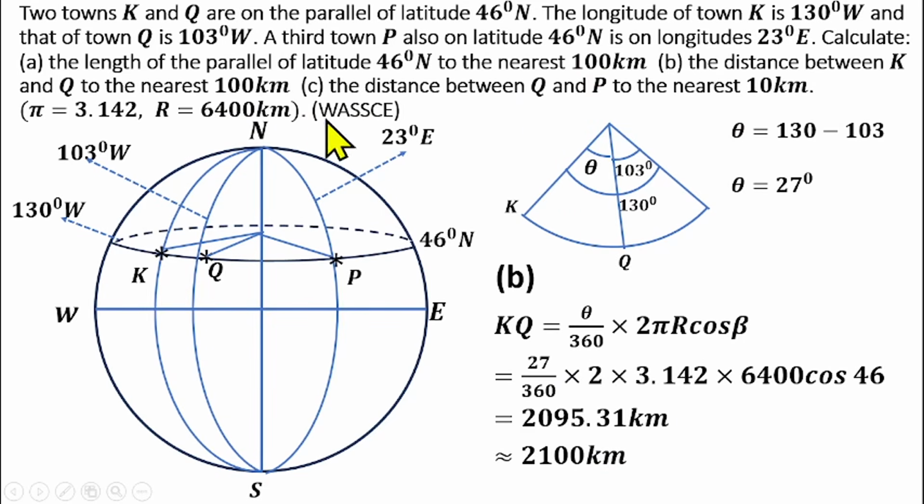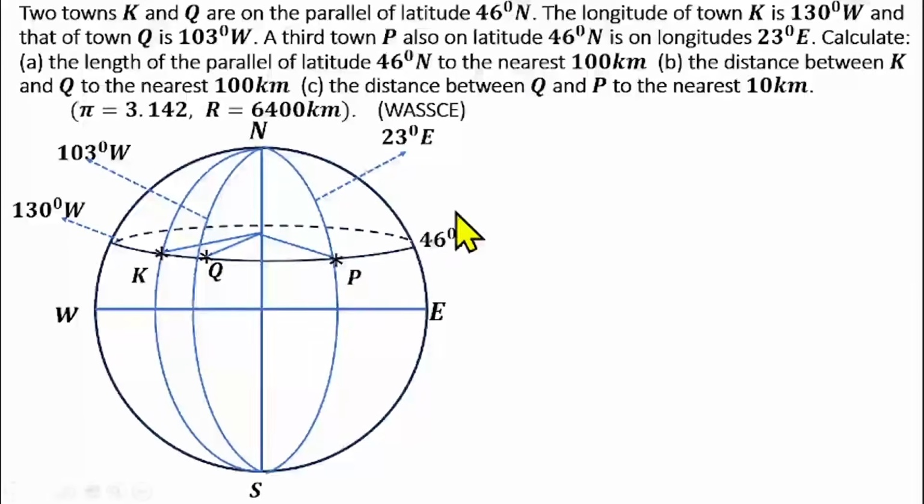Then the last question, they want us to find the distance between Q and P, to the nearest 10 kilometers. Let's do that in the next slide. So the distance between Q and P, from here to here, should be along that small circle as well, which is that parallel of latitude. But we need to get the angular distance between them also, which is the difference in longitude. The longitude of Q is 103 and the longitude of P is 23. They are in different hemispheres. That means I'm going to add them together. That gives us 103 plus 23, which gives us 126.